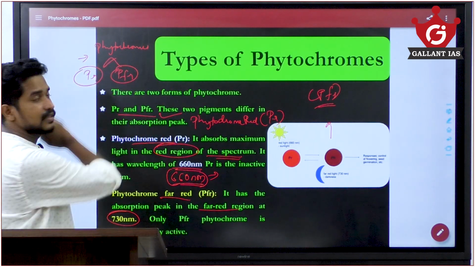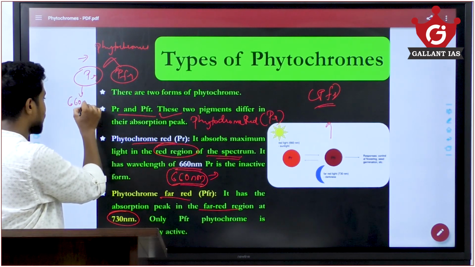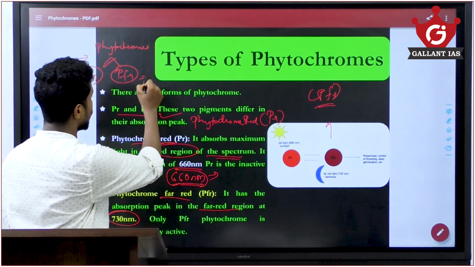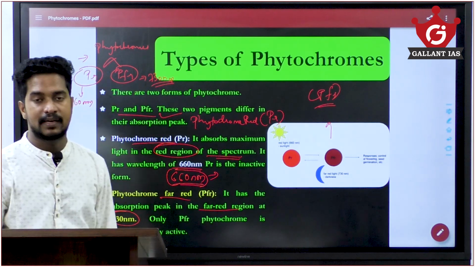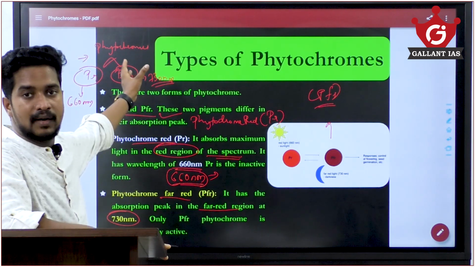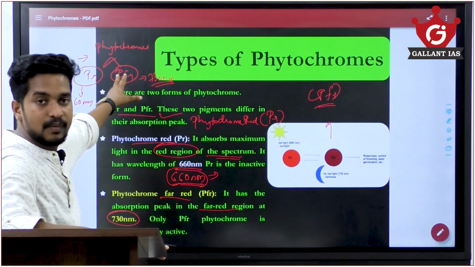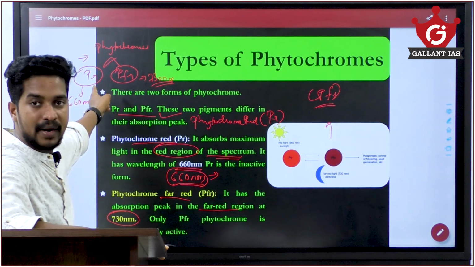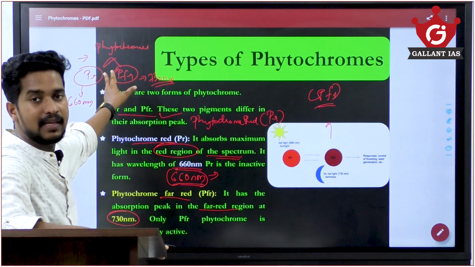So the phytochrome far red absorbs light in the far red region, and the absorption peak in PFR is 730 nanometer, and in phytochrome red, it absorbs maximum light at 660 nanometer.